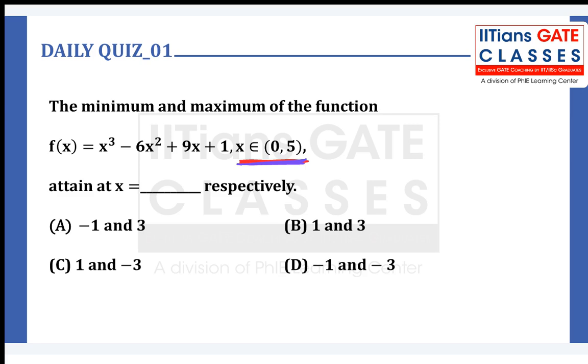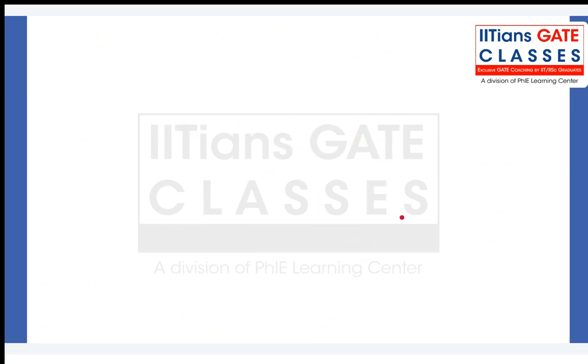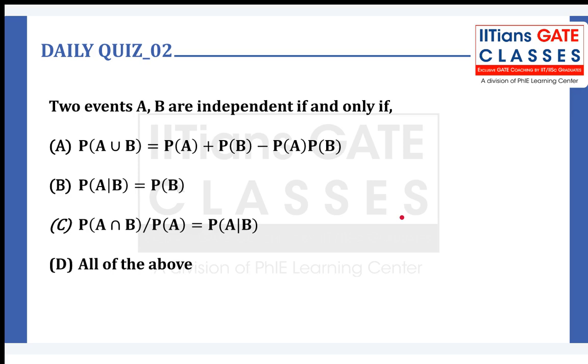Oh, there is a typo here. This should be first, because 1 has the maximum and 3 has the minimum. So there is a typo in this question. Also, it's not clear whether it's local or global. Since we have to choose one option, we should choose option B. But this question is not entirely correct; there is some incompleteness in it. Anyway, I hope you get that. So let's move on. This was about the maximum and minimum of a function with a single independent variable.